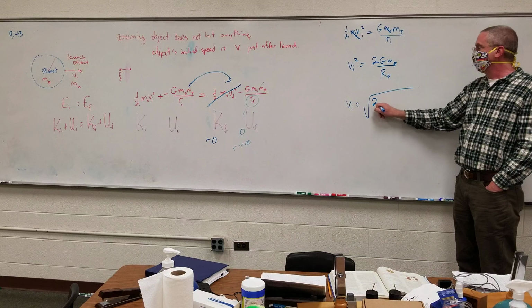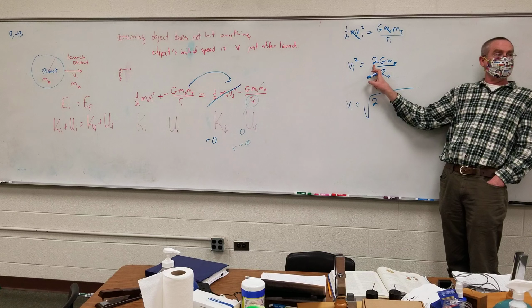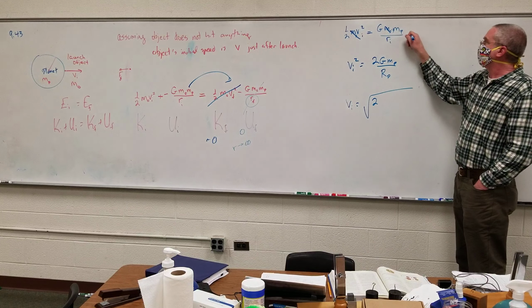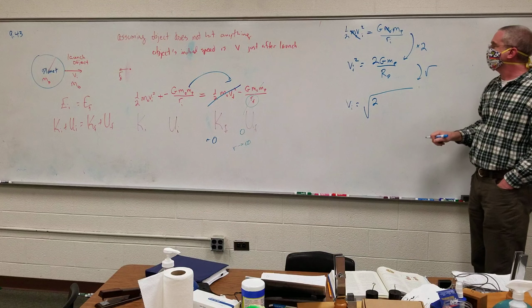Wait, what happened to the half? Did you just get rid of it? I multiplied by 2, that's why the 2 showed up over here. Oh, I didn't see that. So from here to here, multiplied by 2, from here to here, square root.